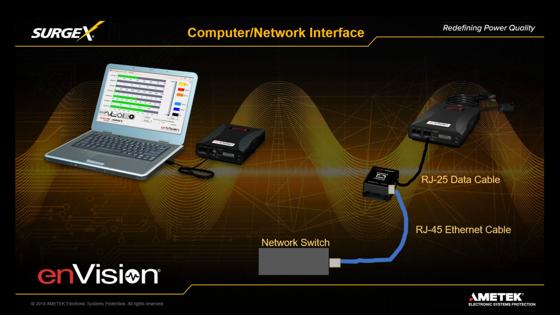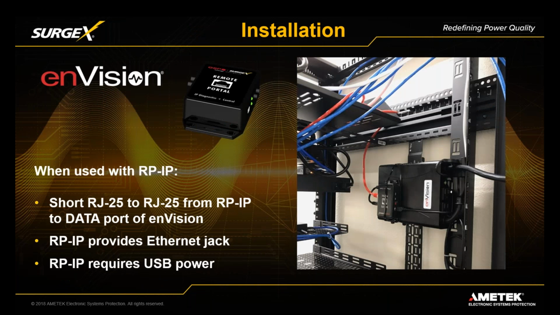The second way, which you can see on the right side of the page, is to connect the enVision using the Rpip. The Rpip is an external adapter that interfaces with the data port of the enVision and provides network access via an Ethernet jack. Here's a picture from one of our dealers.